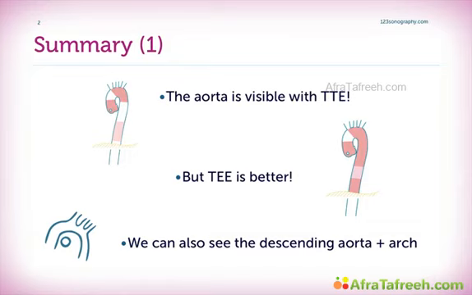So let's summarize what is relevant. The aorta is visible with transthoracic echo, but TE is better. We can also see the descending aorta, and don't forget about the aortic arch using the suprasternal approach.